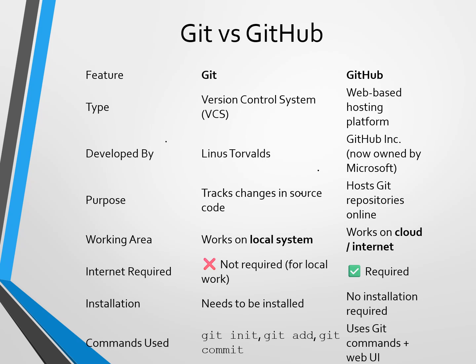Git was invented by Linus Torvalds and GitHub was created by GitHub Inc. Git was created in 2005 and GitHub in 2008. Git works on the local machine and GitHub works on an internet-based online platform. Git needs to be installed on the system, and GitHub needs no installation, with access via browser. Here are the main differences which I told.